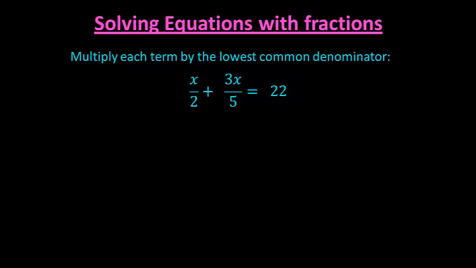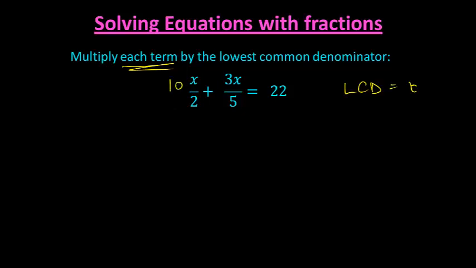The reason you can do that is because if you have an equation and you multiply every term by the same thing, you don't change the equation. The value of x doesn't change, but you must remember to multiply every single term by that same thing. In this case, I've got denominators of 2 and 5, so my lowest common denominator would be 10. So I'm going to multiply every term by 10.